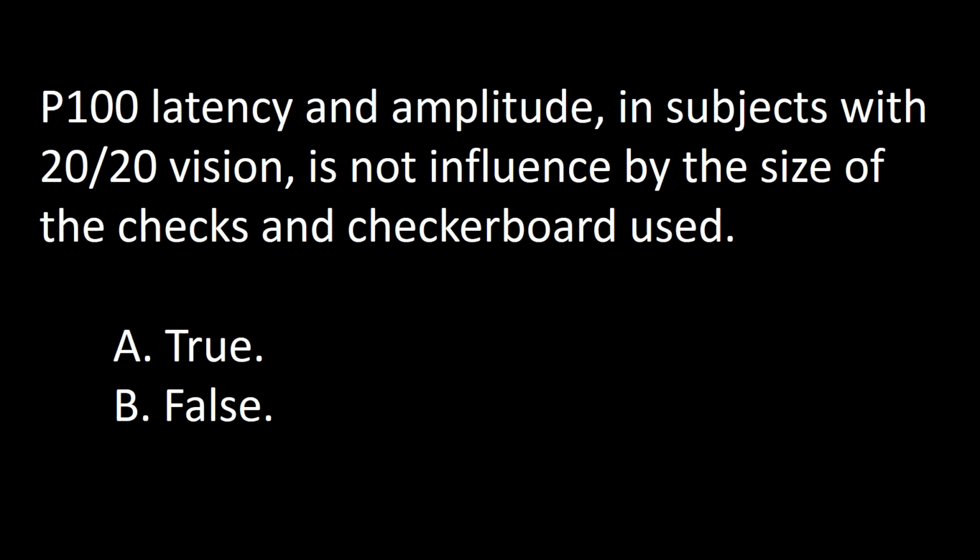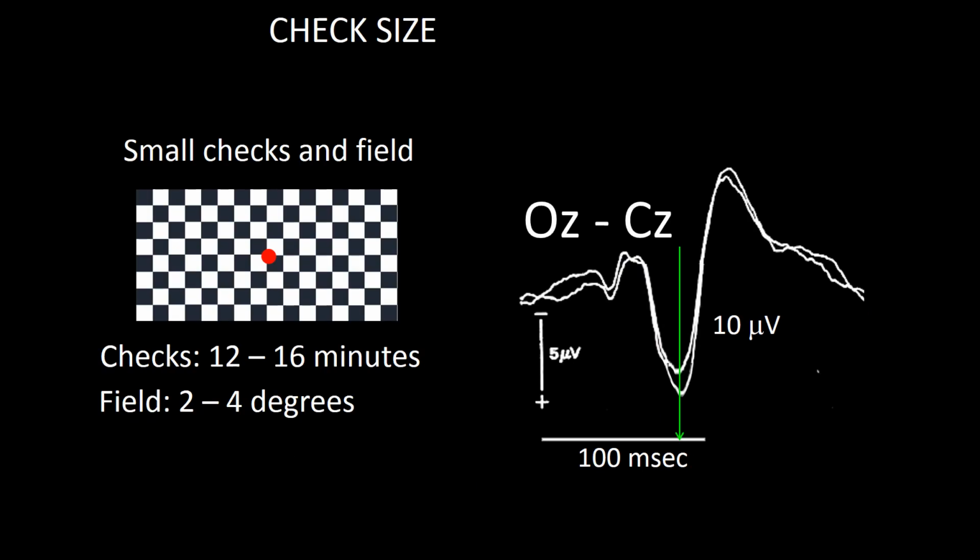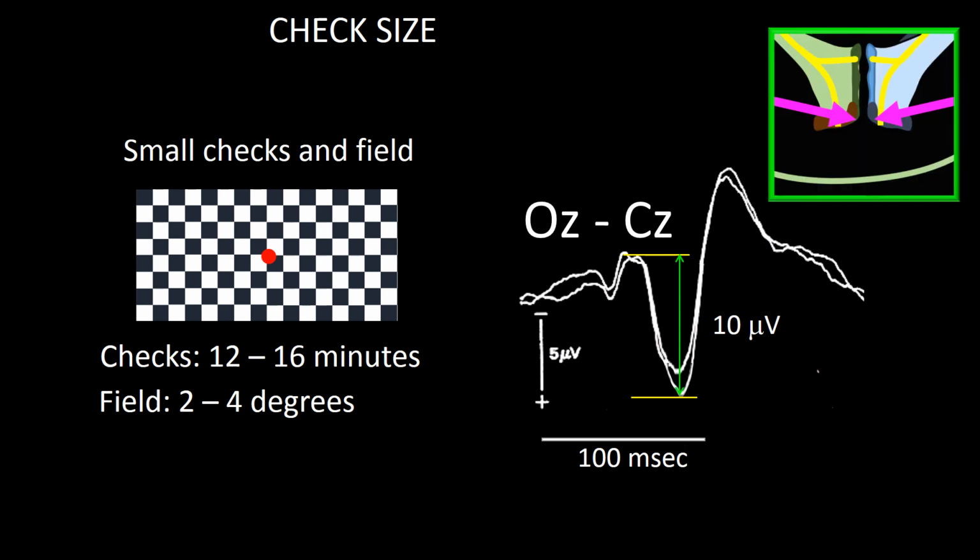Next question. P100 latency and amplitude in subjects with 20/20 vision is not influenced by the size of the checks and the checkerboard used. A true, B false. P100 latency is shortest and the amplitude is highest when the smallest check size that can be seen are used. In usual testing conditions, P100 latency is shortest and the amplitude is highest when using small size checks and boards. This can be rationalized by thinking that the small checks preferentially activate the occipital pole, which is closer to the electrodes.